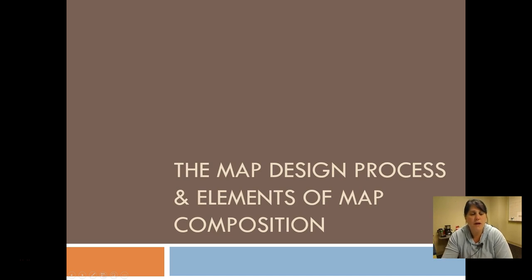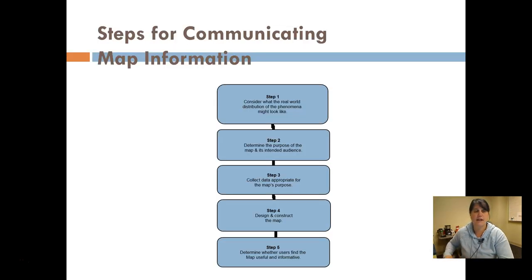What I'd like to talk about this week is the map design process and elements of map composition. Up until this point, we have been learning different mapping techniques for symbolizing our data. So now we're going to go back to talking again about the map design process and some of the considerations you should be thinking about as you are designing a map.